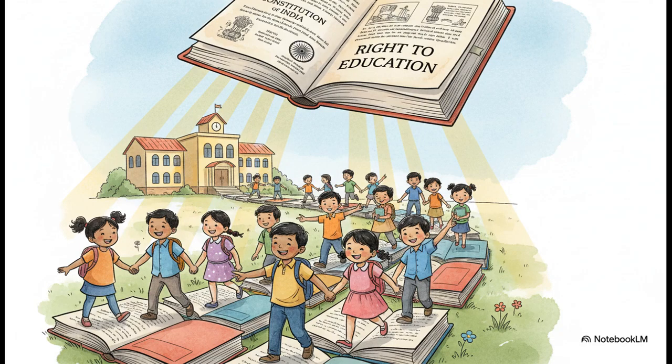By making education a fundamental right for kids between 6 and 14, it completely changes the game. Education is no longer a privilege, it's an entitlement. And the responsibility to provide it, that rests firmly with the state.